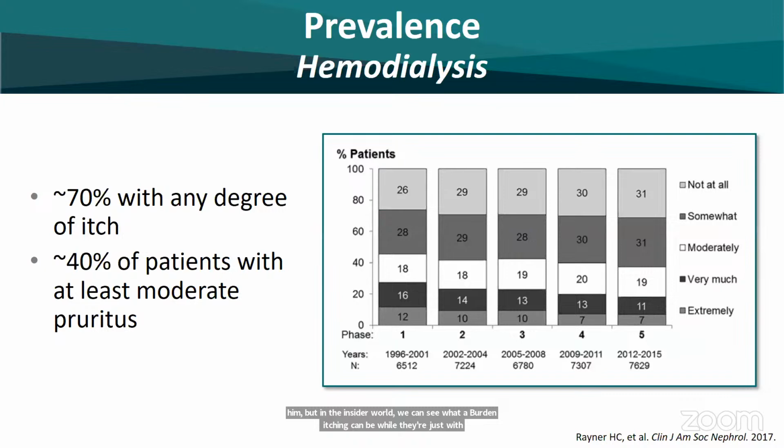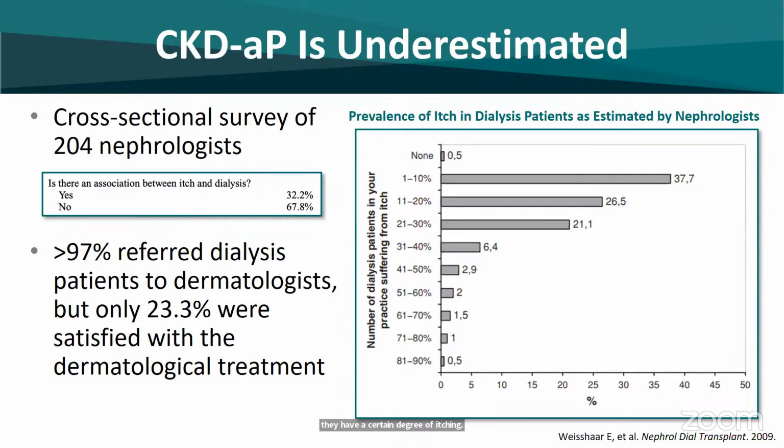So when you take a look at hemodialysis, this is looking at patients over the years from 1996 to 2015, and 70% of patients had any degree of itching and 40% of patients had at least moderate pruritus. So as we can see, patients will vocalize that they have a certain degree of itching, but how do patients share that with us? It is definitely underestimated, so patients don't share that with us.